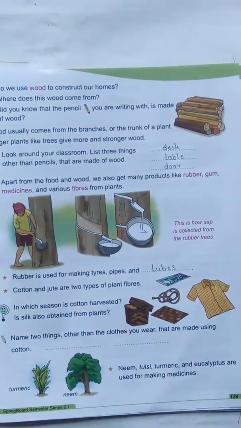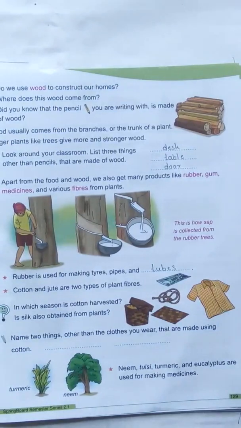Next, cotton and jute are two types of plant fibers. There are two types of plant fibers: the first one is cotton and the second one is jute.